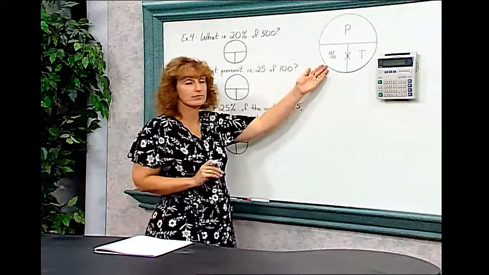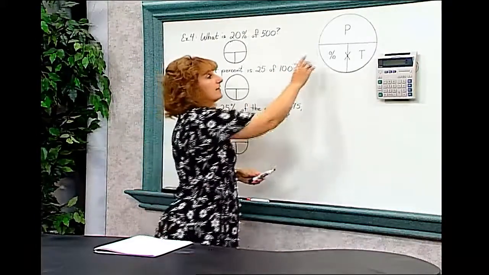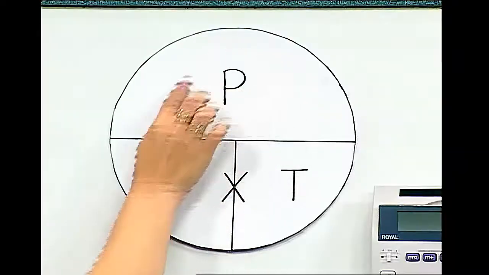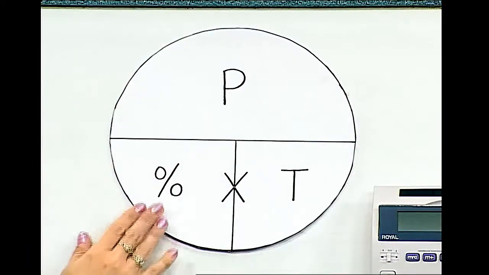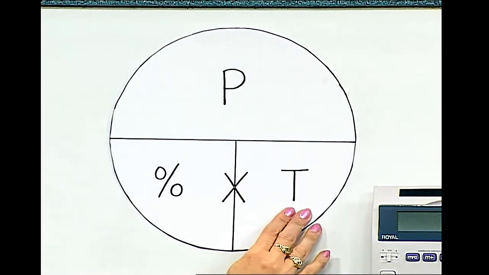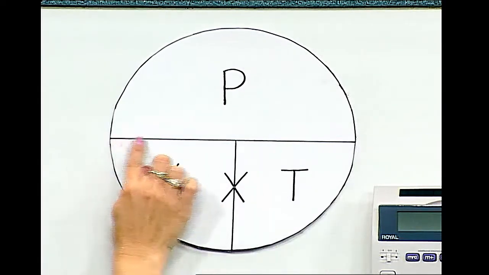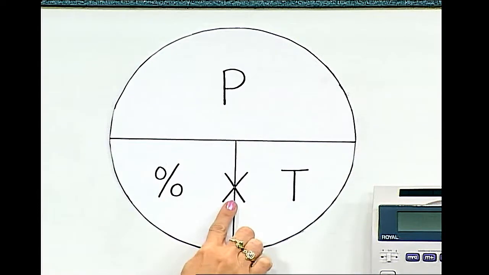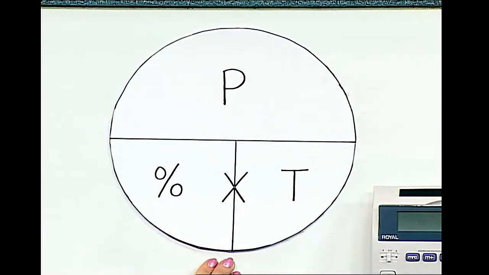Let's look at our percent circle. This here is a division bar. P stands for part. The percent symbol stands for the percent. T stands for the total amount. This line here is your division bar. This line here is for multiplication. This percent circle needs to be memorized. It will greatly aid you in solving percent problems.